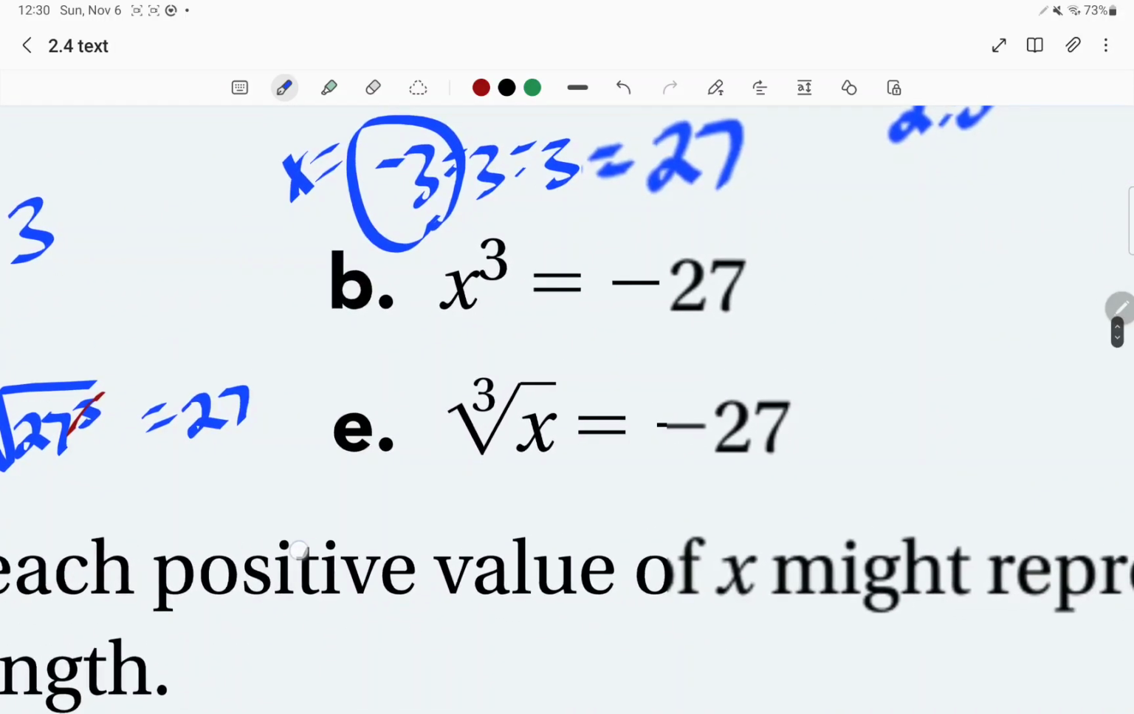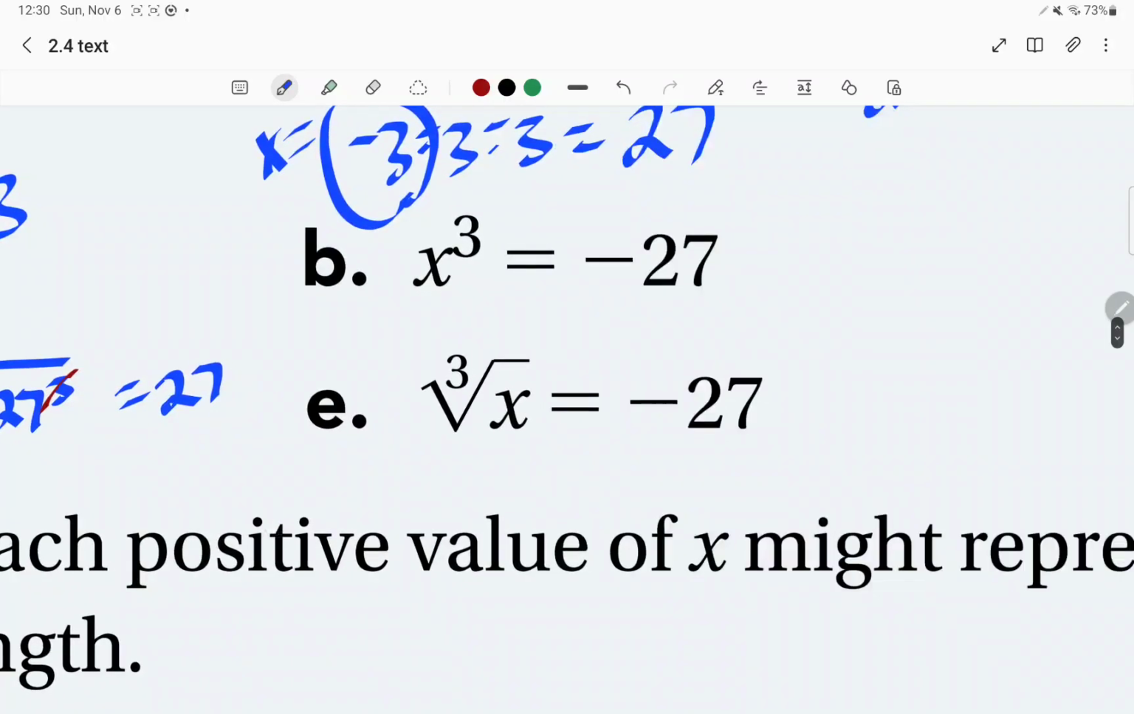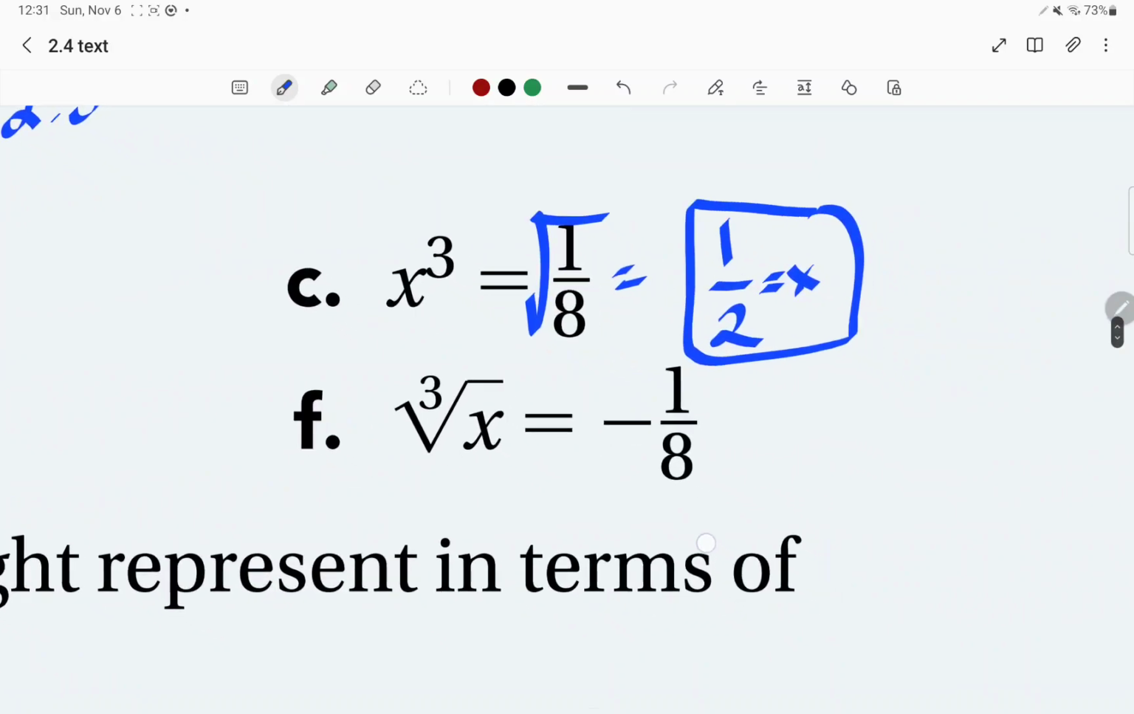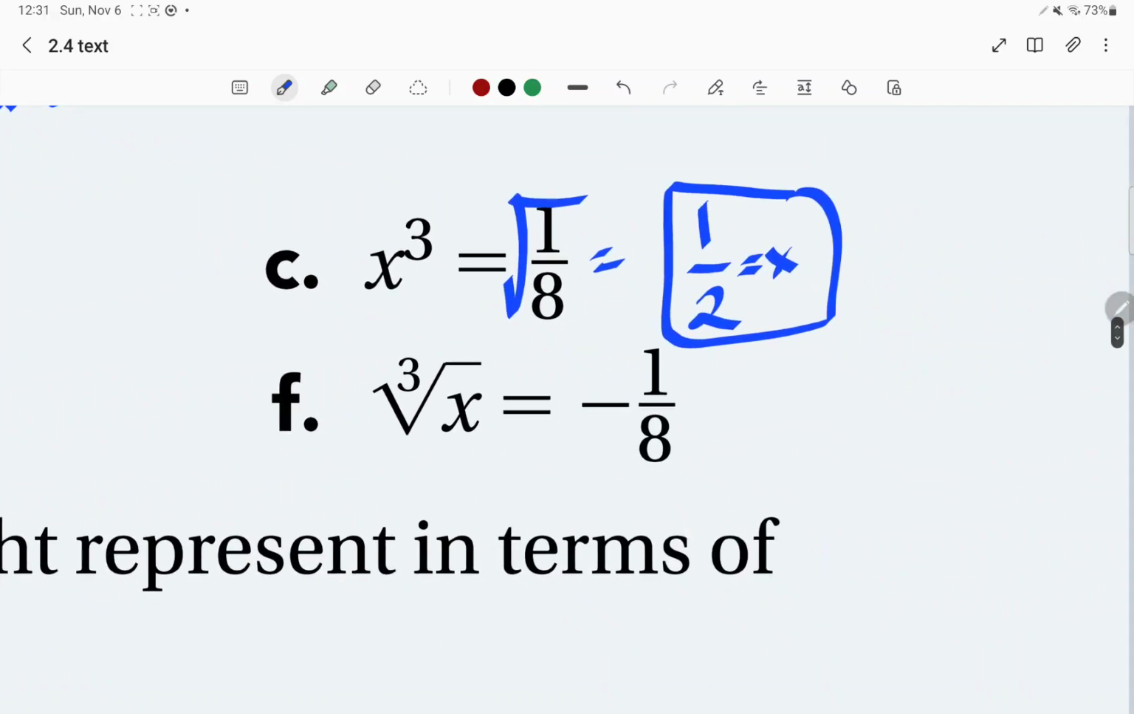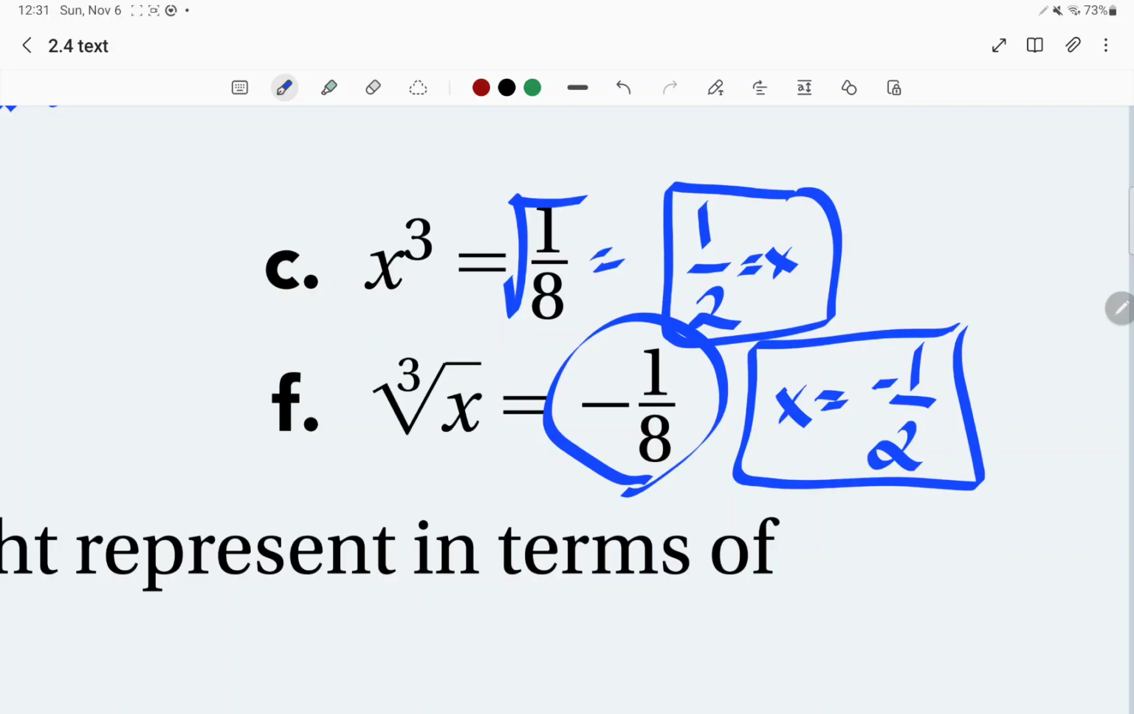So over here, the cube root of what number gives you negative 27? Well, it's just going to be negative 27 cubed is our x value there. And then on part F, this was, again, up here, 1/2. So if you want a negative 1/8, it's going to be negative 1/2 on that one.